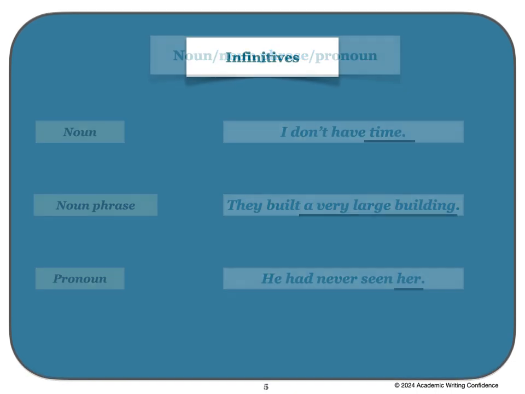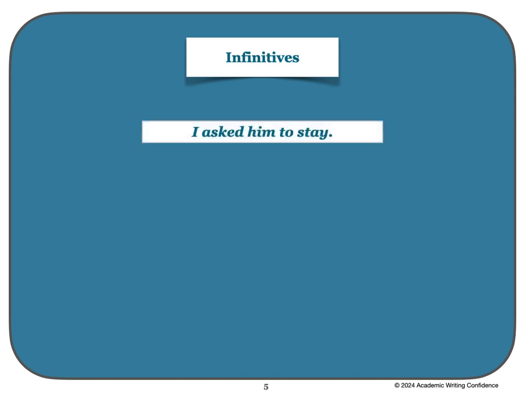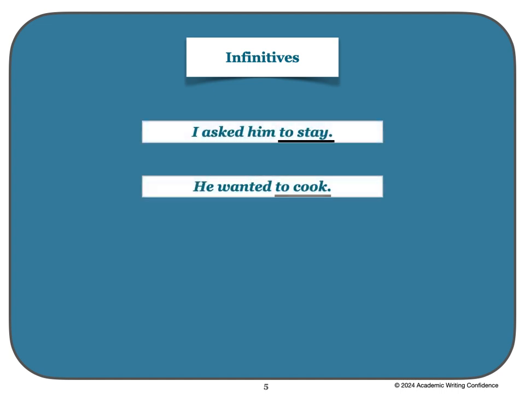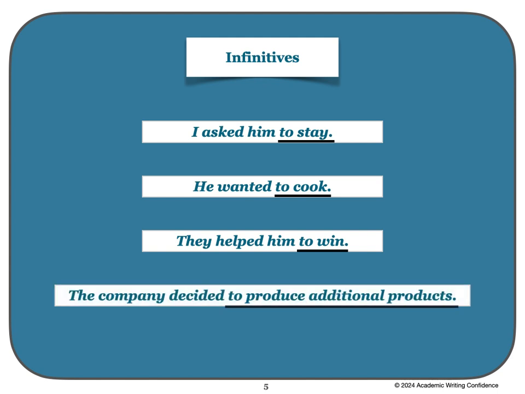Here are some example sentences with infinitives as verb complements. I asked him to stay. He wanted to cook. They helped him to win. To stay, to cook, to win are all infinitives and are the direct objects or verb complements that complete each of these sentences. We can also have sentences like this. The company decided to produce additional products.